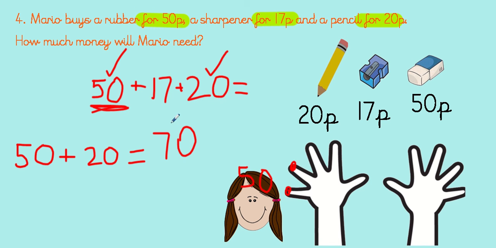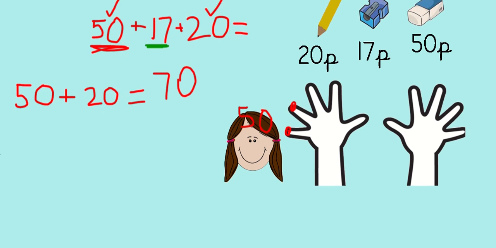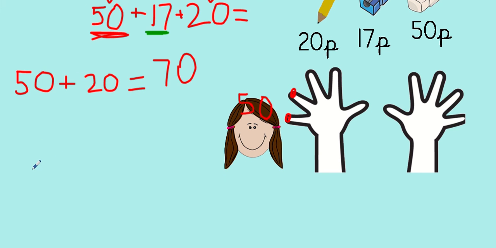Am I finished? Let's look back up here. No, I've still got one more value to add, haven't I? I've got to add on 17p for the sharpener. So let's write a new number sentence down here. Now, am I going to start with 50 this time, like I did here? No, because I've now got the number 70. My number's got bigger because I added this 20 on for my pencil. So I'm starting on the number 70 now, and I'm going to be adding 17 from up here, from the sharpener. 70 add 17 equals something.